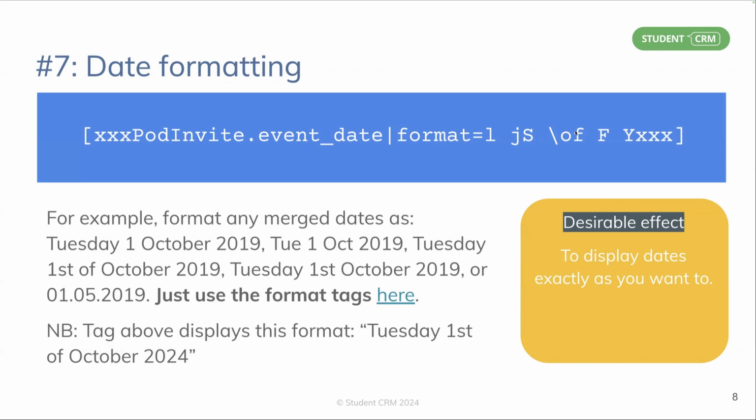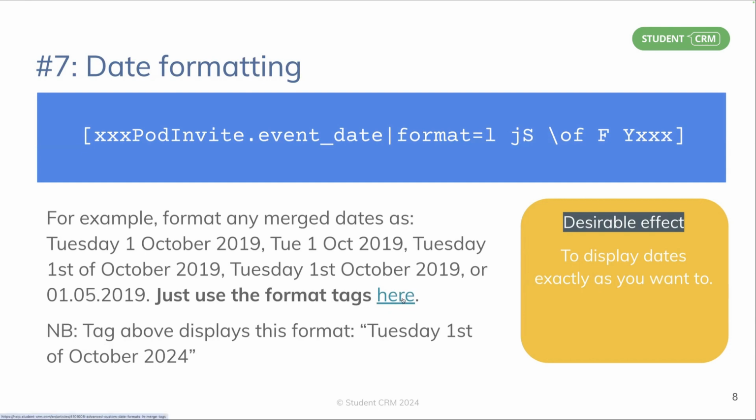Now that code is obviously Klingon. No one understands what that is. But if we look at the footer here, the tag above displays this format: Tuesday, the 1st of October 2024, because it's using that code. Now you can look at the format tags here to get the code.